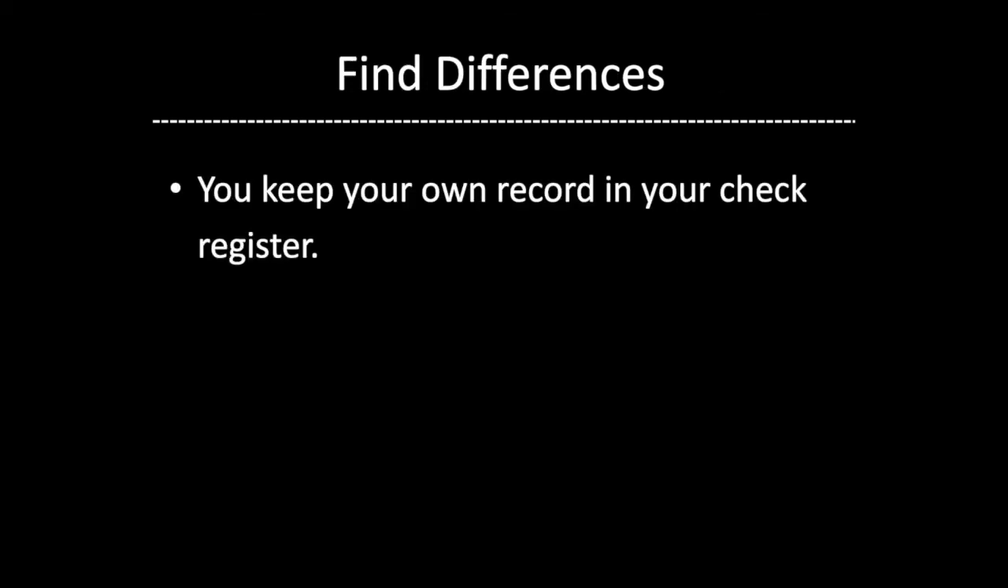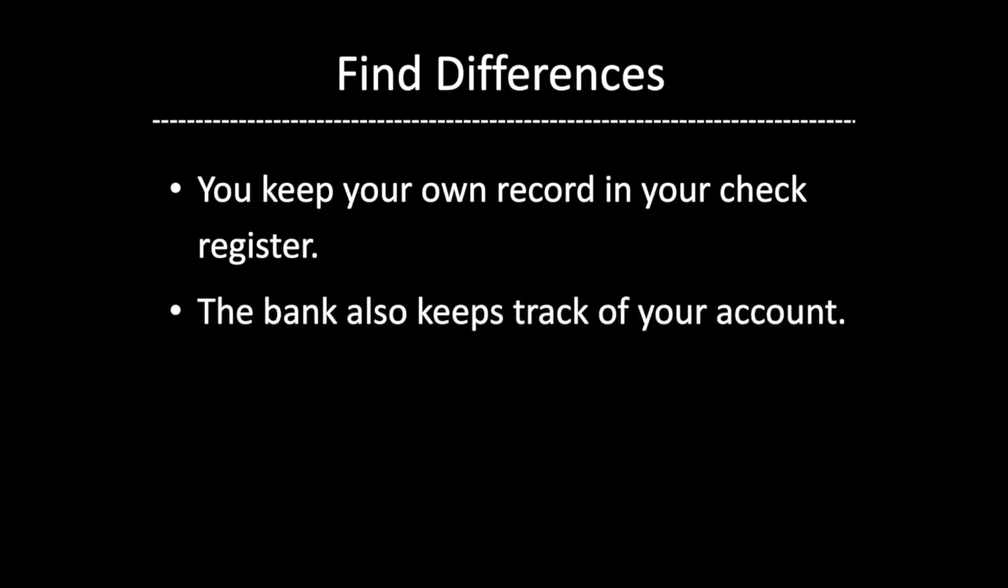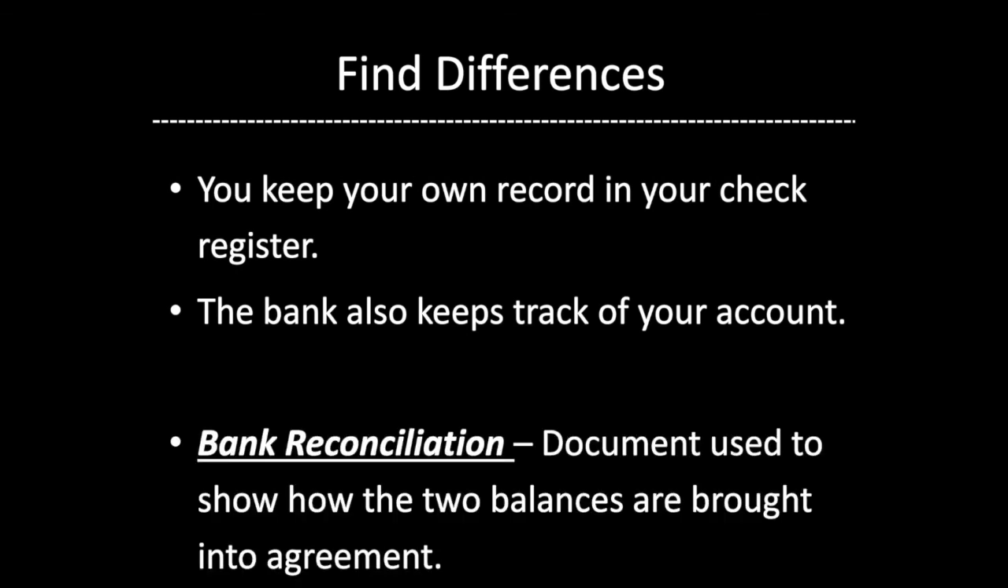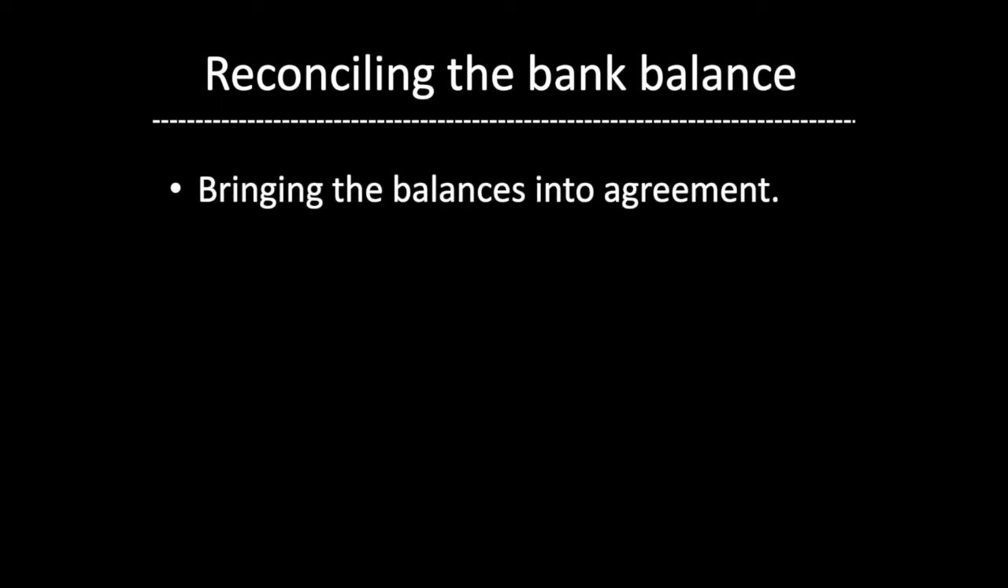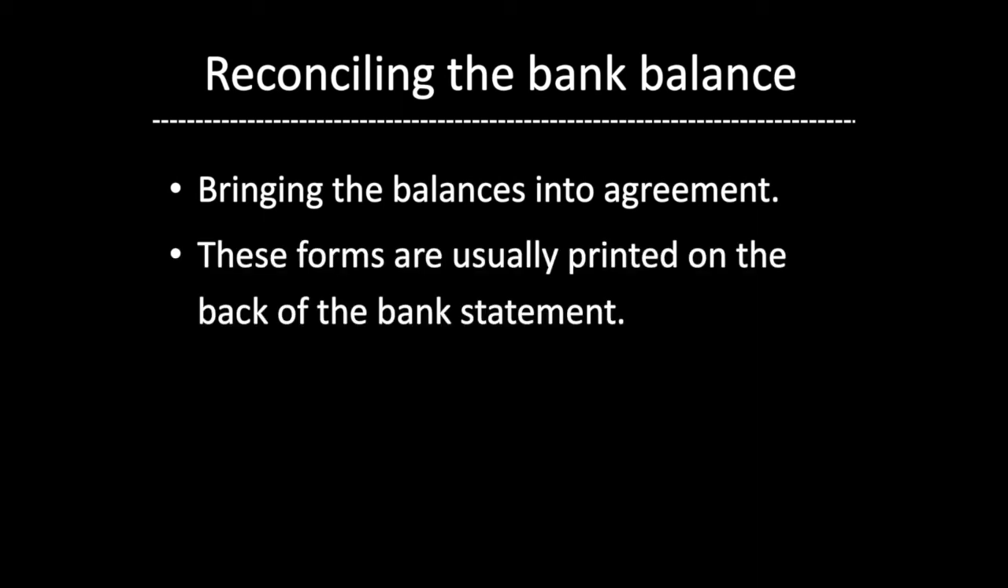Finding differences. You keep your own record of your checking account, usually in a check register. The bank statement is the bank's record of your account. The document created to show how the two balances were brought into agreement is called the bank reconciliation. Bringing the balances into agreement is known as reconciling the bank statement. Again, reconciling the bank statement is bringing the balances of your checkbook and the bank account into balance, or into agreement. These forms are usually printed on the back side of the bank statement.